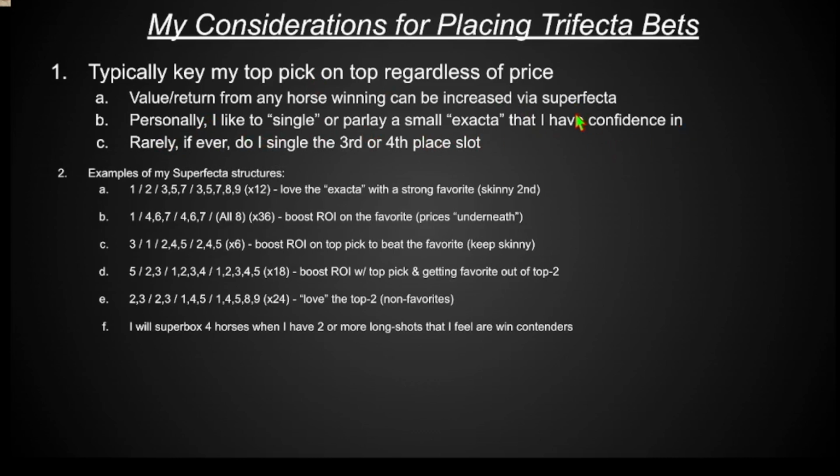So I'll typically have 1 horse for 1st place, and that's my top pick, obviously. Or if I feel good about the exacta, I like the top 2 finishers. I'll put 1 horse in 1st, 1 horse in 2nd, and then spread in the 3rd or 4th place slot. And like I said, rarely, if ever, and I can't recall a time I've done it, do I ever put a single horse in the 3rd or the 4th place slot. Again, if that's your game, more power to you. It's just not something I do.